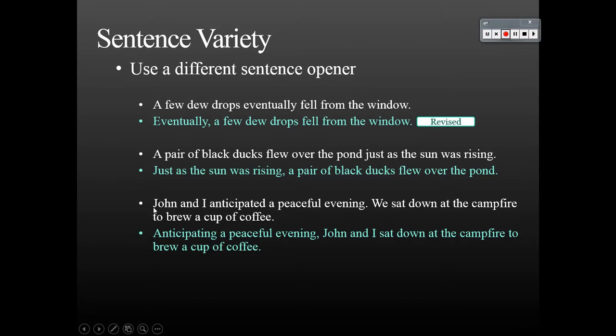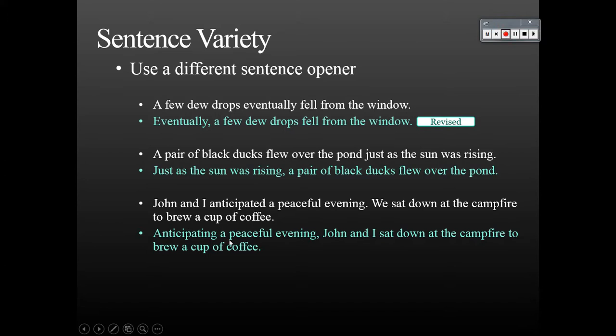Here's another example. John and I anticipated a peaceful evening. We sat down at the campfire to brew a cup of coffee. They have made this into what we call a participial phrase. In other words, a participial form of a verb is an -ing verb, and this is being used as an adverb in this case.